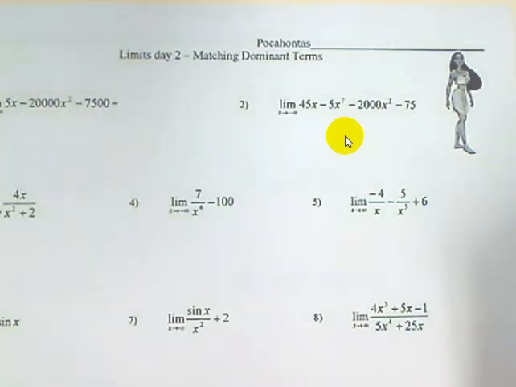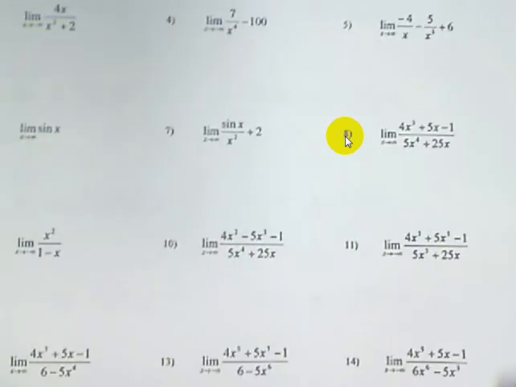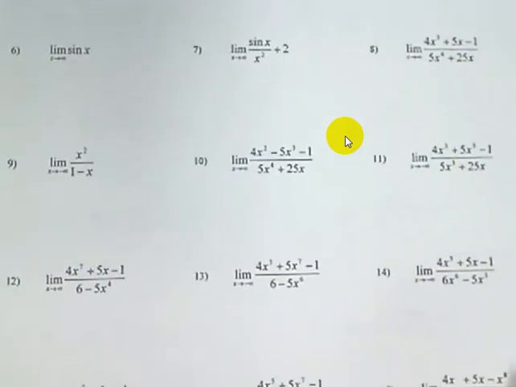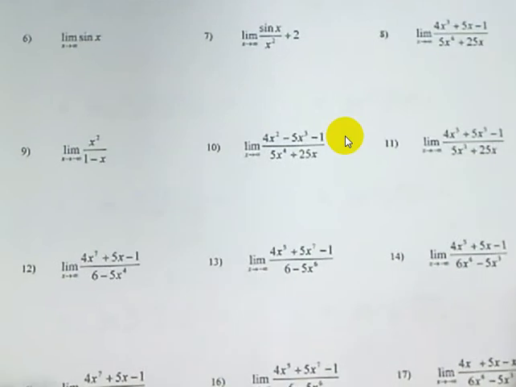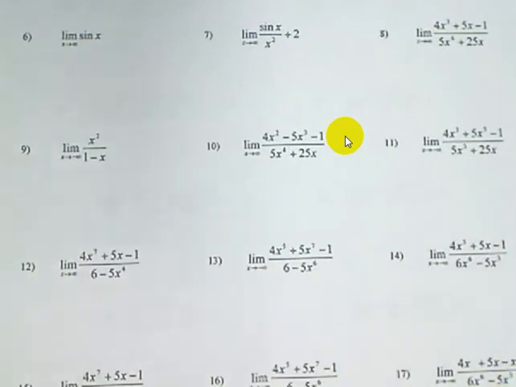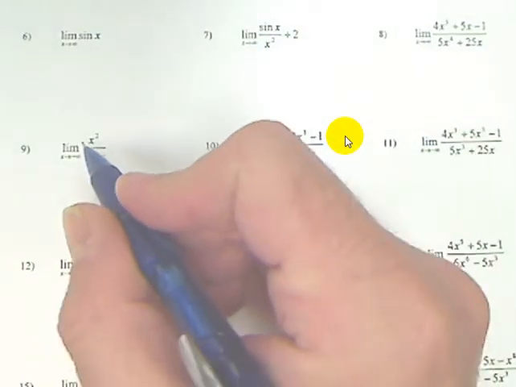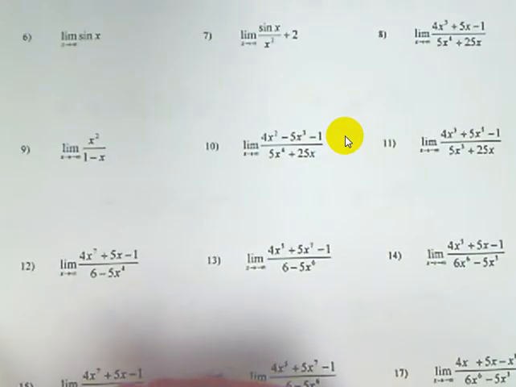Here's Pocahontas. This is Limits Day 2, the pre-calculus section. The first side here is a review of what we did yesterday, so I was just going to grab a few of these just to refresh. Looking at number 9 right now, this says find the limit as x approaches negative infinity.